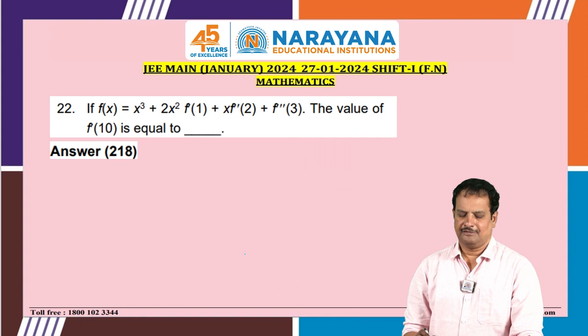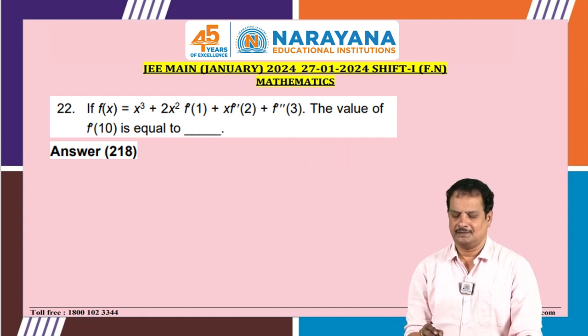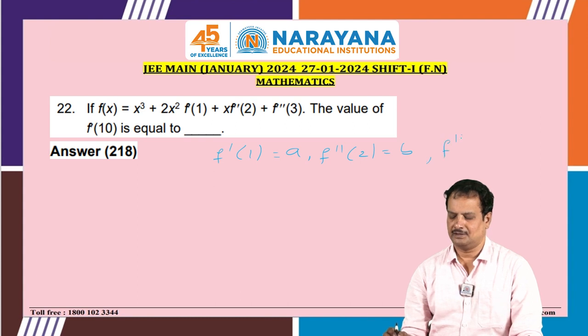So this is f of x equal to x cube plus 2x square into f dash 1. Next one, x into, this is what? That is f double dash 2. And this is f triple dash 3. Then what is the value of f of 10? So in this case, you take f dash 1 as small a, for example. Next, f double dash 2 as small b. Next one, f triple dash 3 as c.